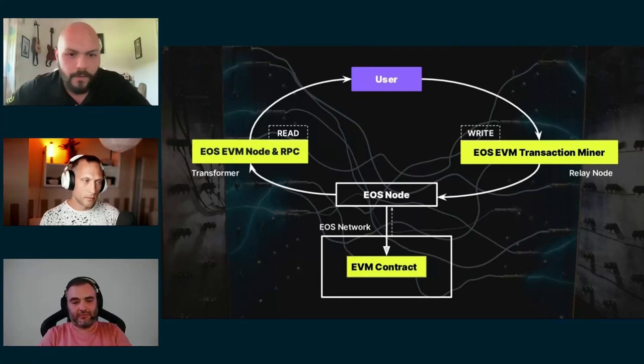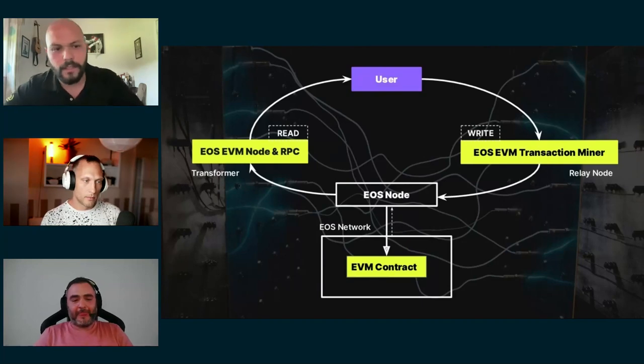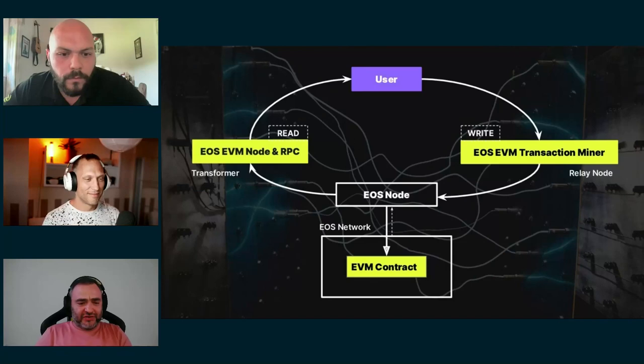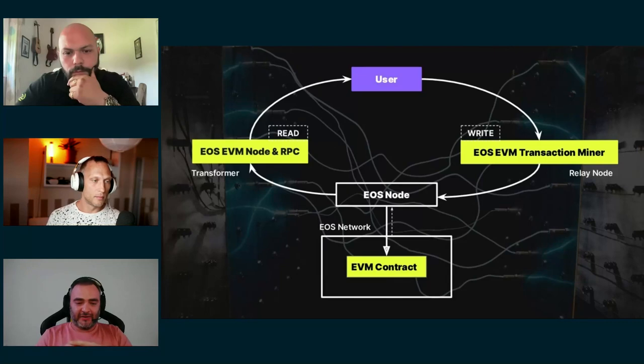Okay, understood. Matias, do you have anything to add here? Yes, Nathan was really clear, but maybe just some small additions. In the diagram you see that there's an EVM contract, right? And it's important to mention that the EVM execution layer is a standard EOS contract, right?